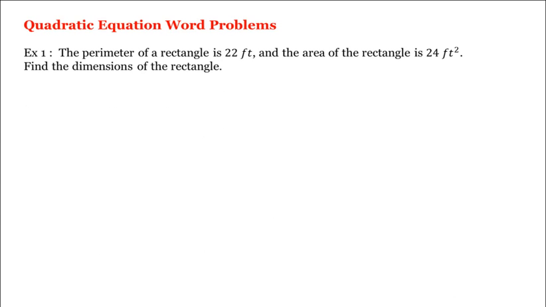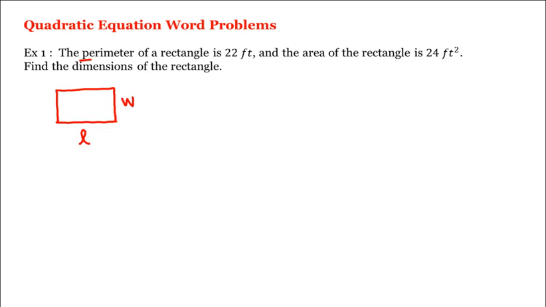Let's look at word problems that we can use quadratic equations to help us solve. For example, the perimeter of a rectangle is 22 feet and the area is 24 square feet. Let's find the dimensions of the rectangle. So let's let L be the length of the rectangle and W be its width.